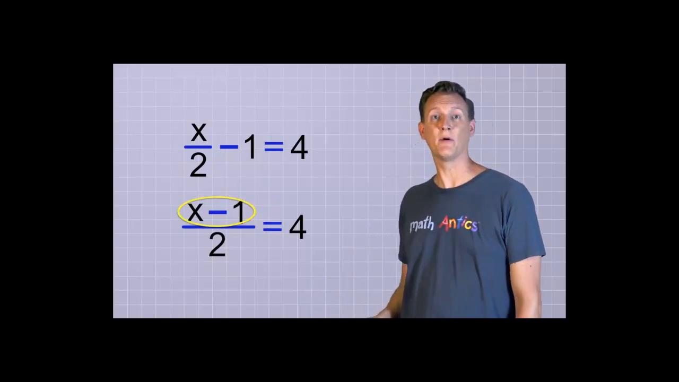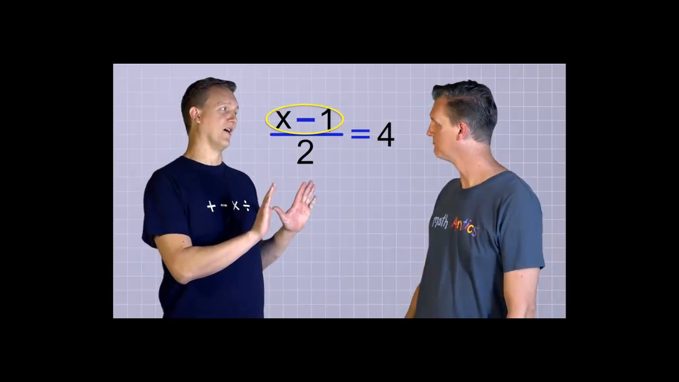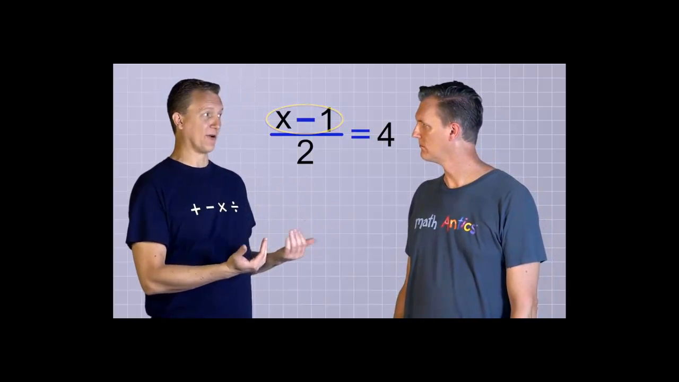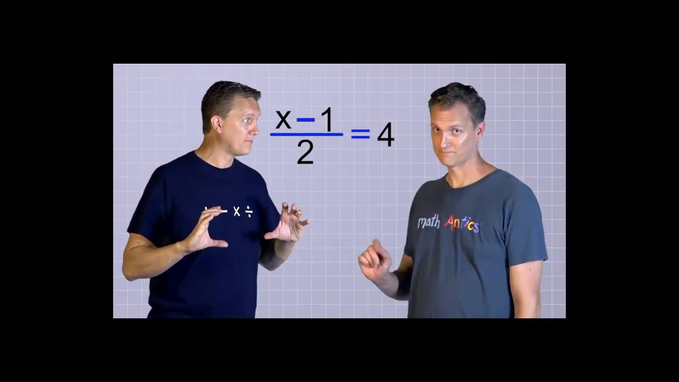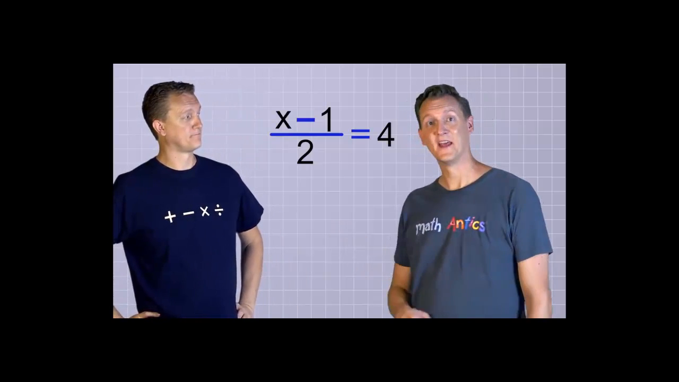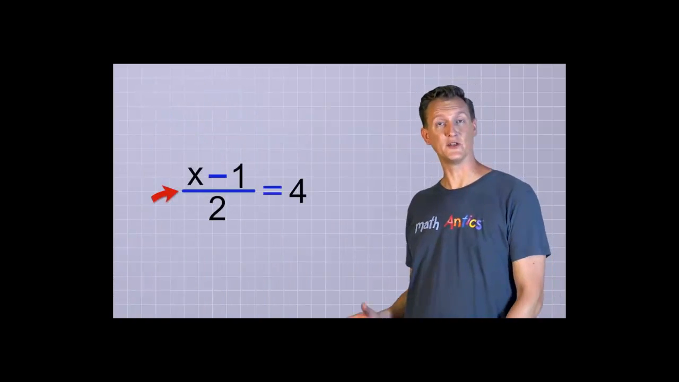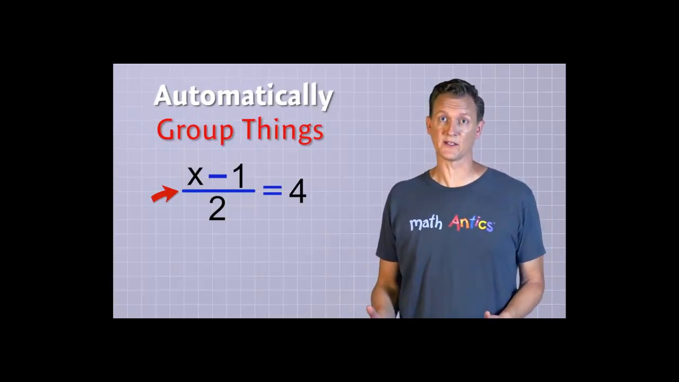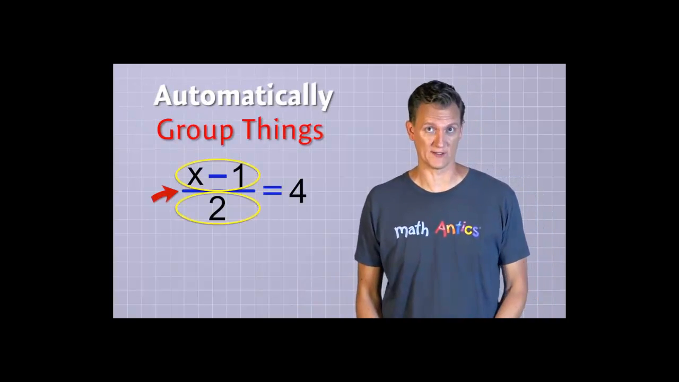The x minus 1 on top forms a group. Hold on, how can x minus 1 be a group? I don't see any parentheses or brackets around them. That's a good question. In algebra, the fraction line is used as a way to automatically group things that are above it or things that are below it.